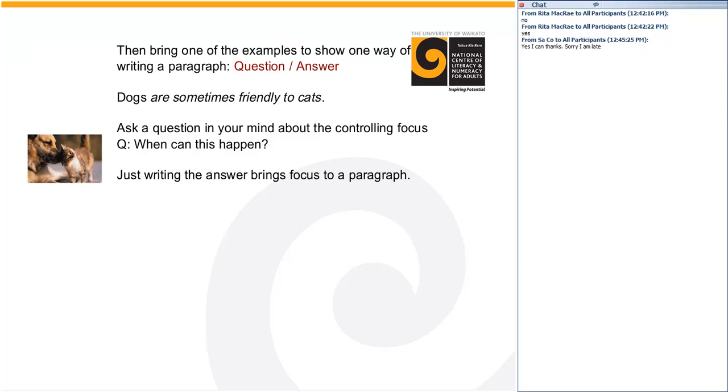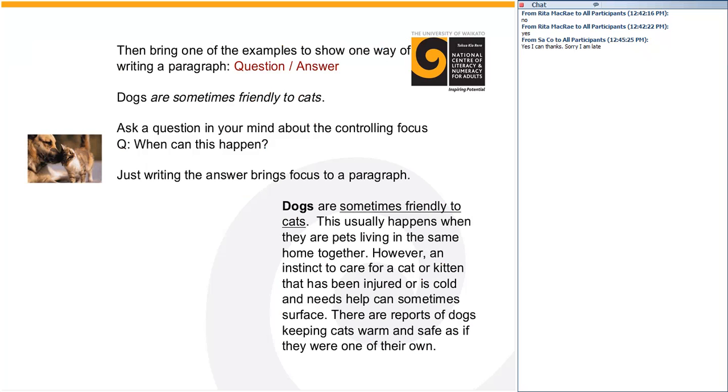So we can then bring through one of those examples to show one way of writing a paragraph. For example, question answer. I've brought through the example, dogs are sometimes friendly to cats. And then you can get your learners to ask a question in their minds about this controlling focus. So it could be something like, when can this happen? Just writing the answer can bring focus to a paragraph.